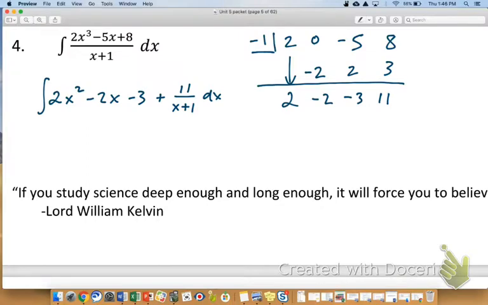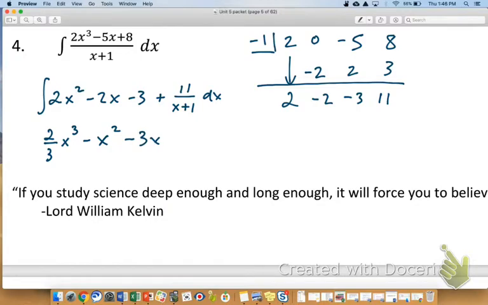Let's hear from you guys. What do you think the antiderivative of the first term would be? 2/3 x cubed. Okay, I feel good about Hunter and the power rule. Let's see if anybody else knows about the power rule. How about the second term's antiderivative? What do you think? Minus x squared. Good. And then the -3. Minus 3x. Good.